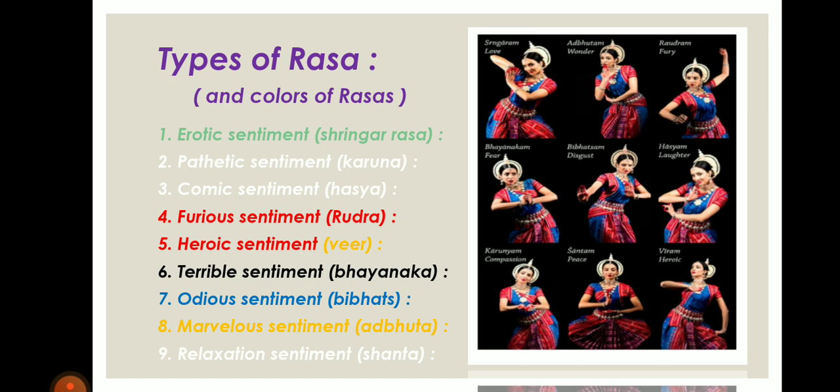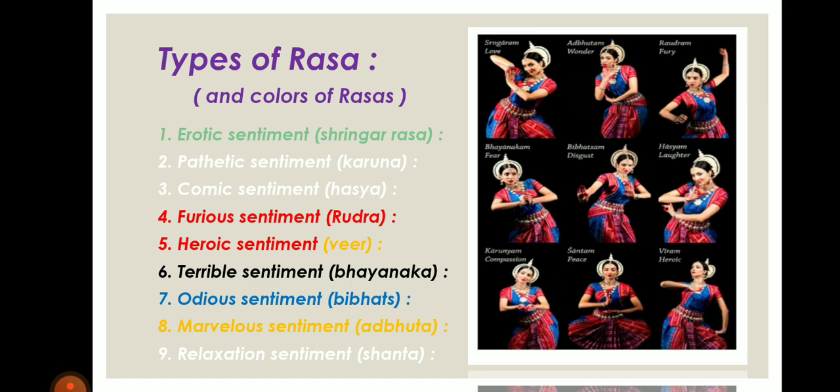Okay, second one is pathetic sentiment, which is called Karuna rasa. The sthayi bhav of pathetic sentiment is grief. It is pleasurable as it has the power to melt the human heart. It represents sadness, compassion, pity, or grief. For example, Rama's tragic grief after exiling Sita to the forest is an excellent example of pathetic sentiment, and white color indicates Karuna rasa or pathetic sentiment.